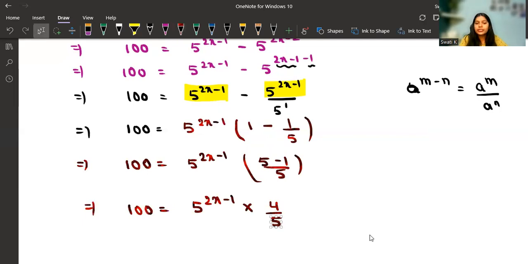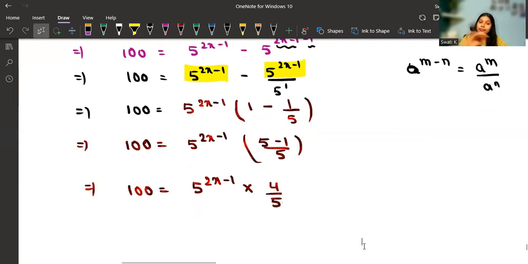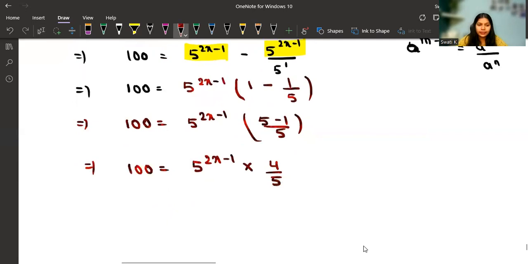Now what I'll do, I'll shift this 4 upon 5 to the other side. Okay. So again, this 100 will be as it is, but here 5 is getting divided. So if we shift it to the other side, it will get multiplied. And 4 is getting multiplied on the RHS. So if we shift it to the LHS, it will get divided. Equals 5 raised to 2x minus 1 as it is.